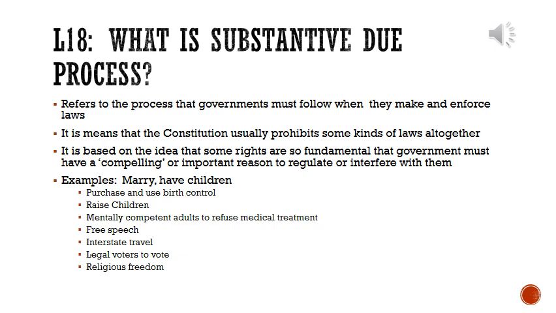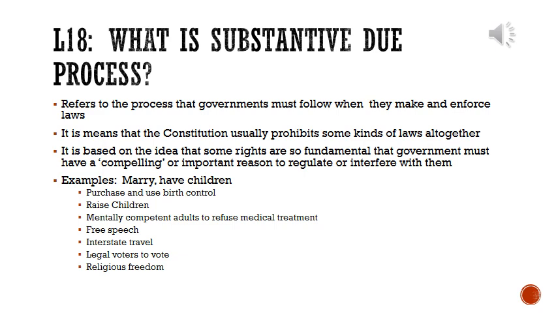Substantive due process is a little bit harder to define. It refers to the process that government must follow when they make and enforce law. So this could change from time to time. It means that the Constitution usually prohibits some kinds of laws altogether. It is based on the idea that some rights are so fundamental that government must have a compelling or important reason to regulate or to interfere with them.